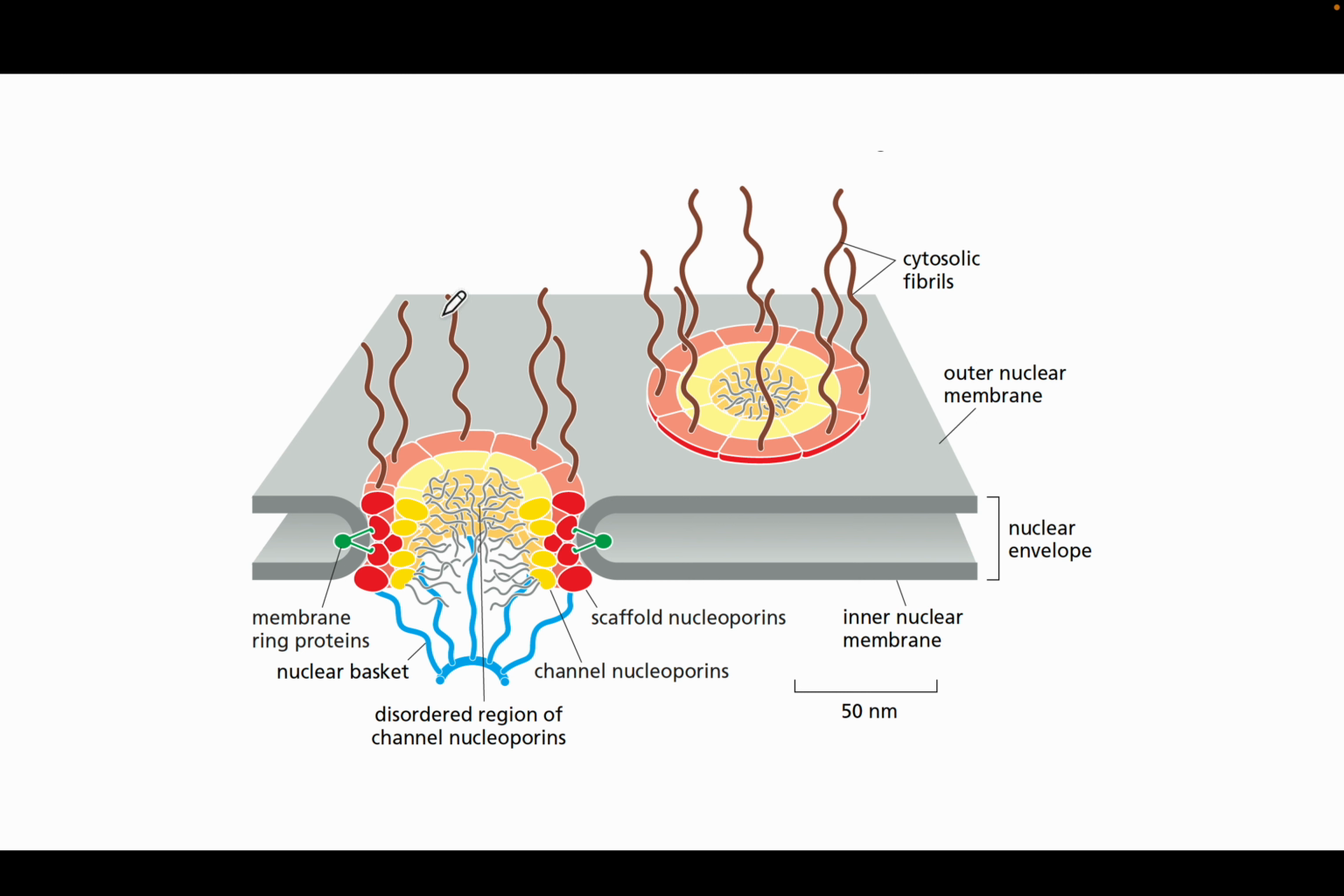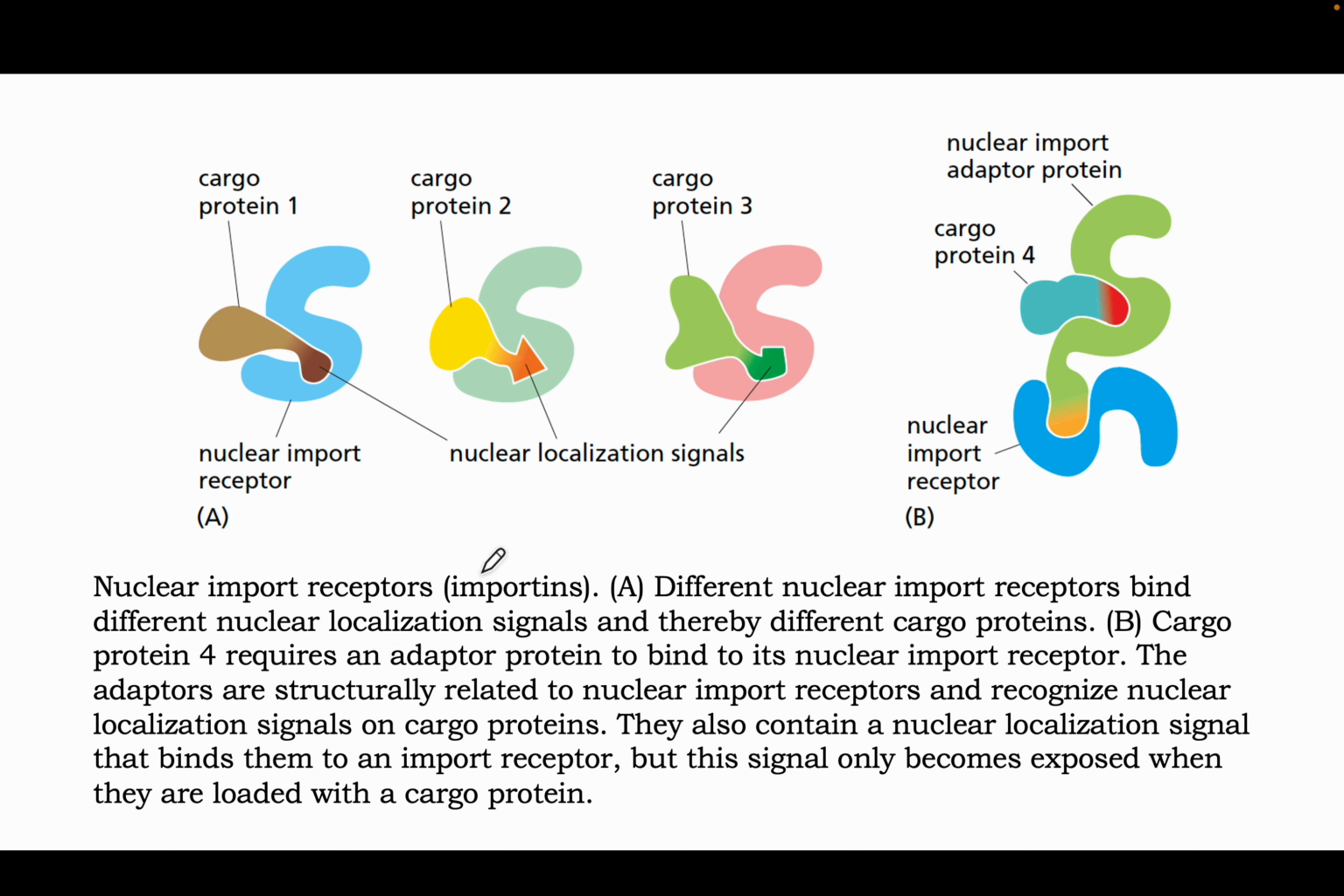So basically this is how it looks. There is 8-fold and 2-fold symmetry, and these are the proteins associated with the nuclear pore complex, and there are also some cytosolic fibrils attached to the outer nuclear membrane.